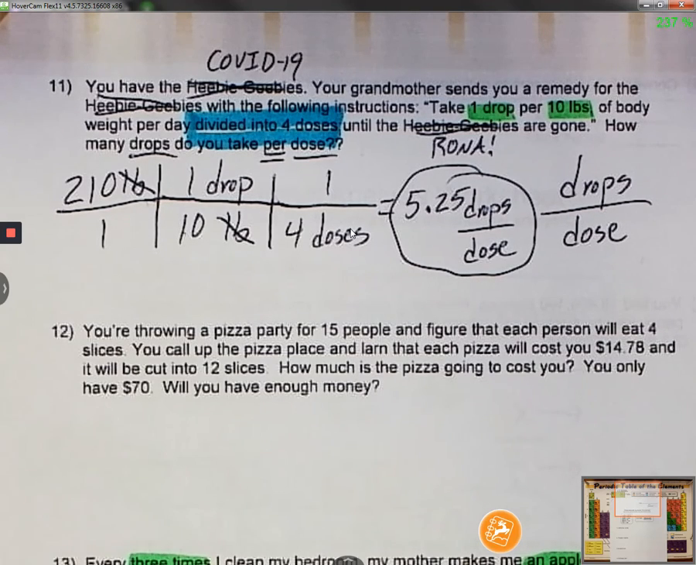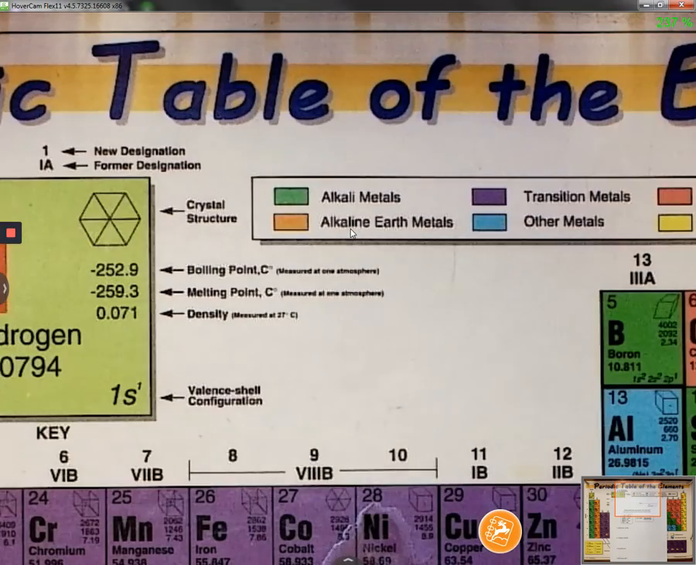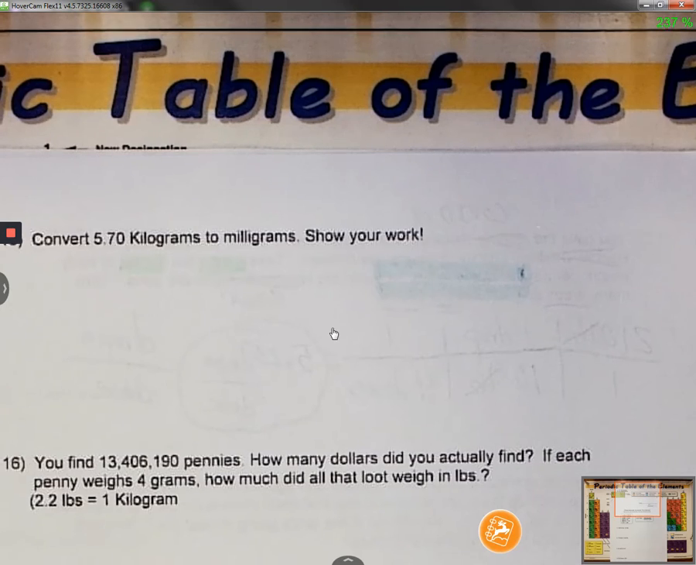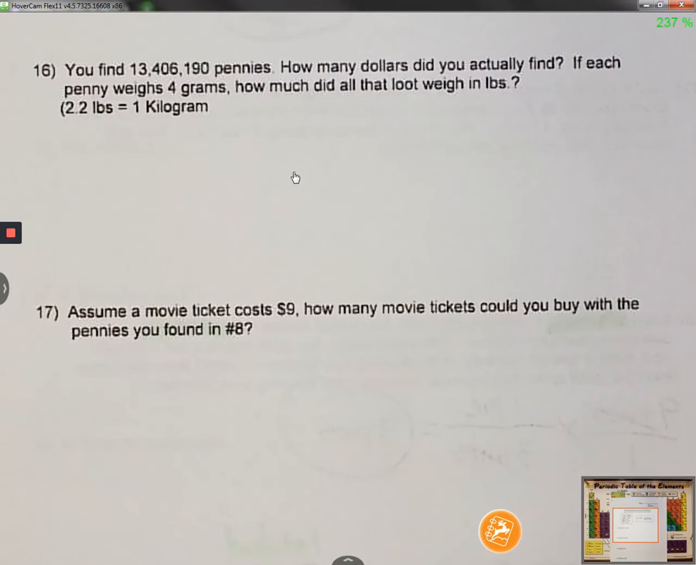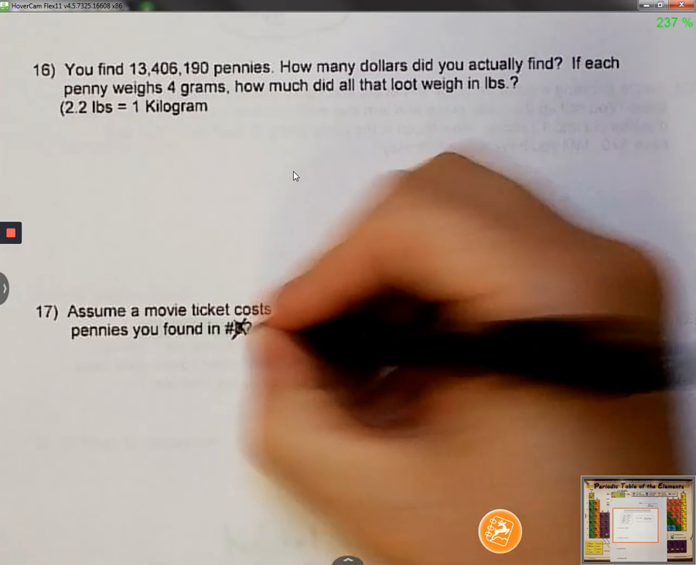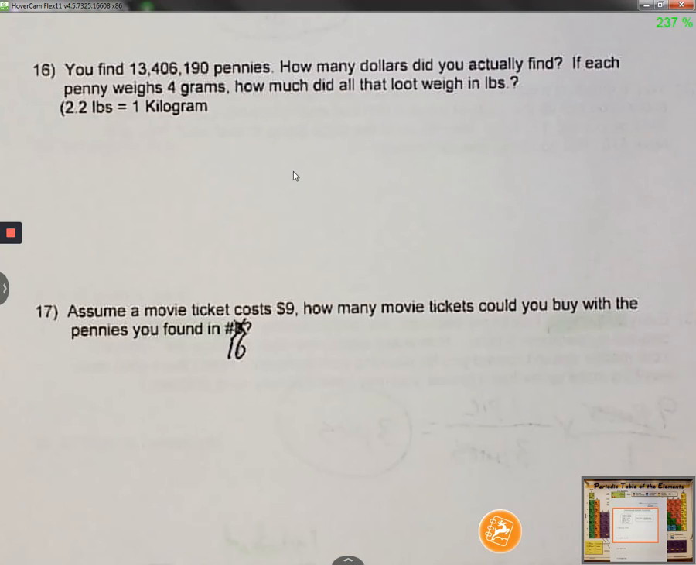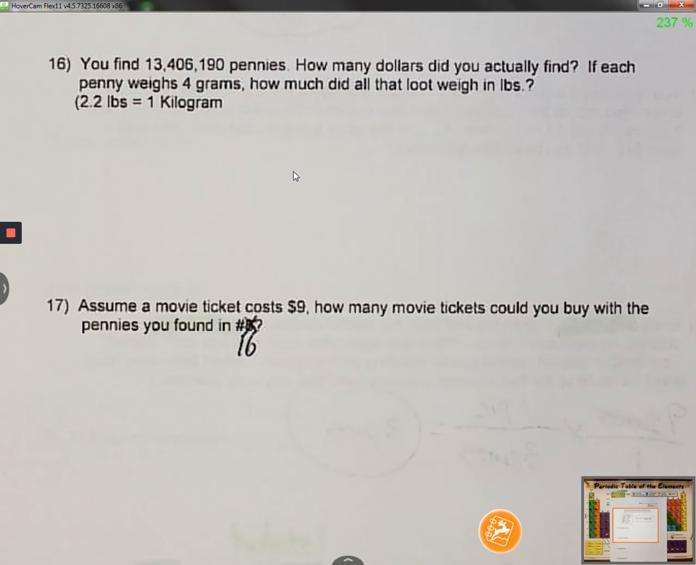What I'm going to do at this point is tell you what I'd like you working on now, and then I'll kill the video. Look at the last page. You need to make a quick correction on the last page. Go down to number 17, and where it says what you found in number 8, cross out the 8 and put a 16. Otherwise, this doesn't make sense. What I'm going to have you work on is number 16 followed by number 17. So 16 will be the first one. You're going to work it, and I will let you in just a minute.